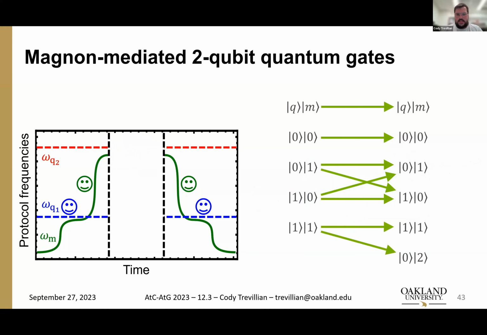And this means that as long as I ensure that there's a lack of this 0-2 state here, that is, as long as I ensure that the magnons do not remain in this magnonic system after this interaction, then I'm enacting a unitary magnon-mediated 2-qubit quantum gate.